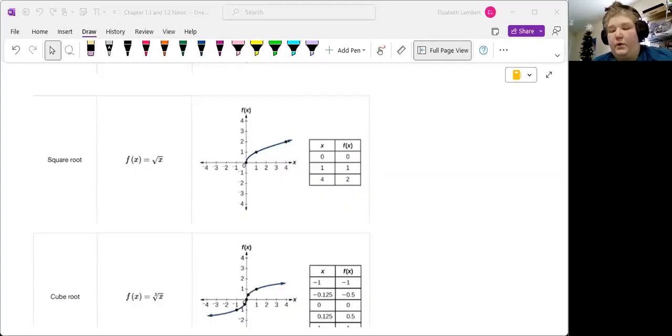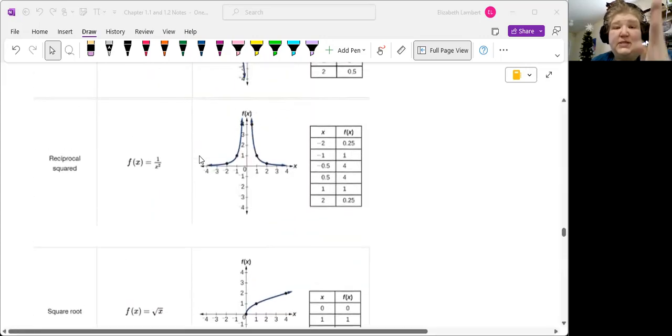All right, so we're about to start section 1.2. When I moved stuff around, I found two more graphs. So we also have the square root function and the cube root function. So the square root here, notice there's nothing to the left of 0. That's because we can't square root negatives. This is going to be one of our domain restrictions.